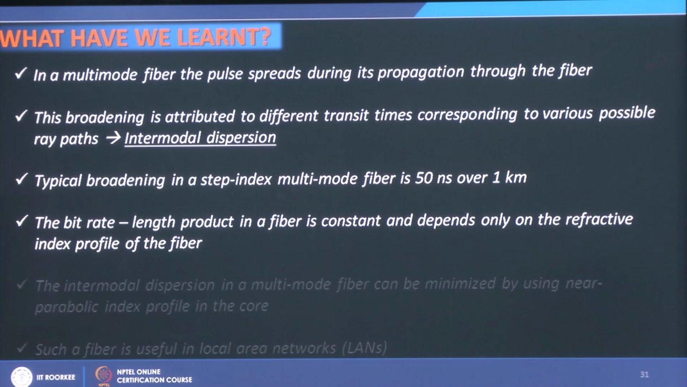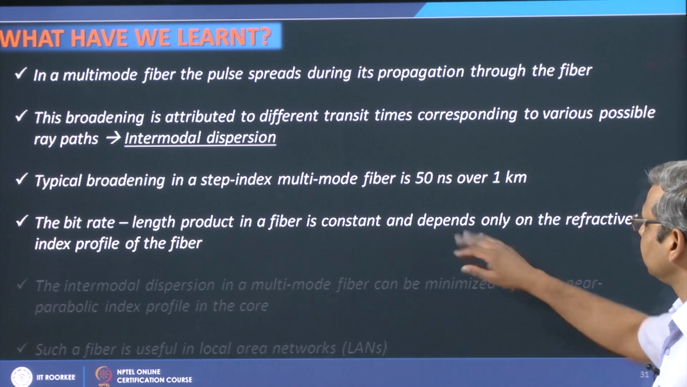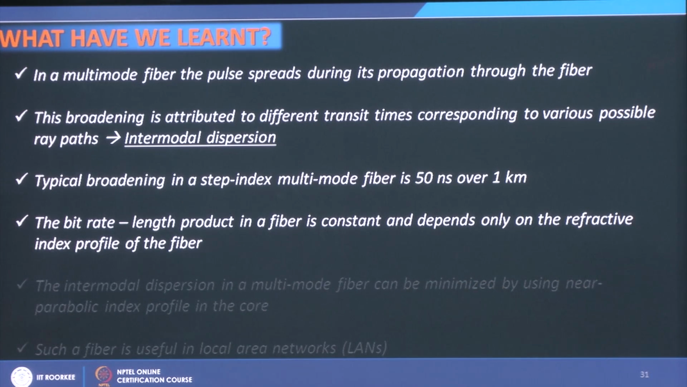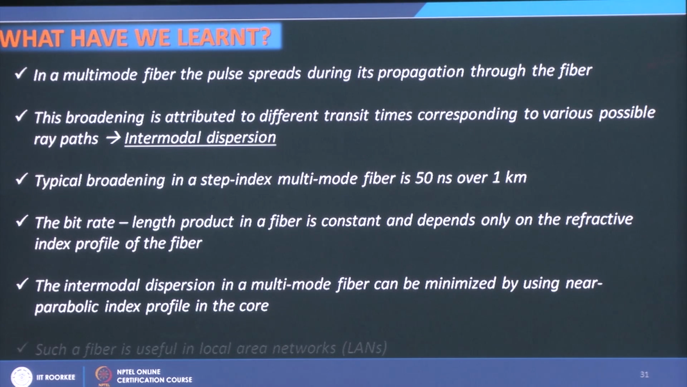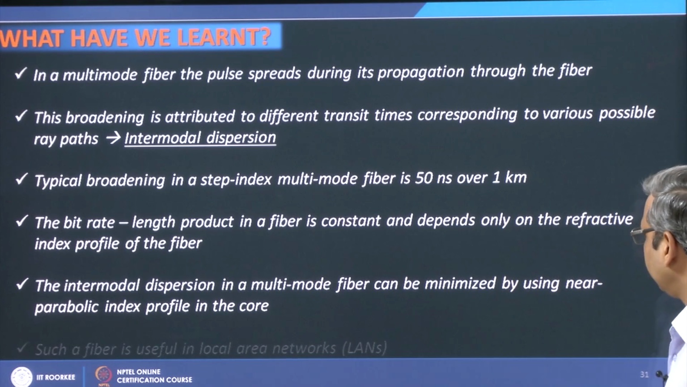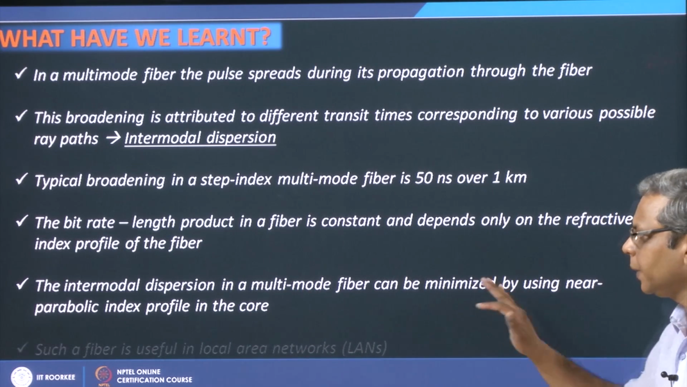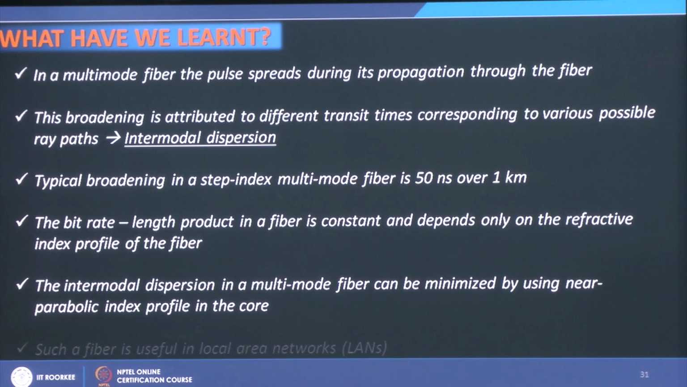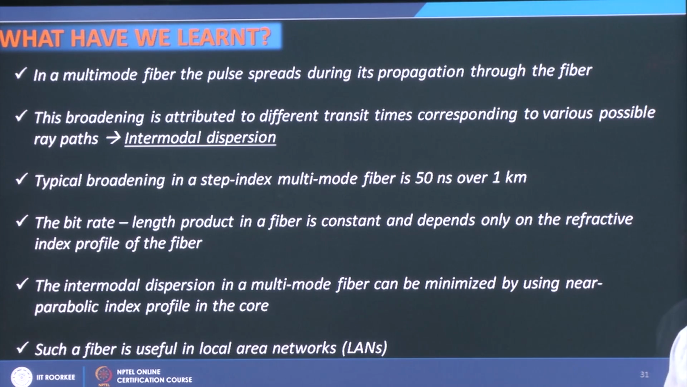The bit rate length product in a fiber is a constant, and it depends only on the refractive index profile of the fiber. In a multimode fiber, the intermodal dispersion can be minimized by using a near parabolic profile in the core, and such fibers are useful in local area networks.